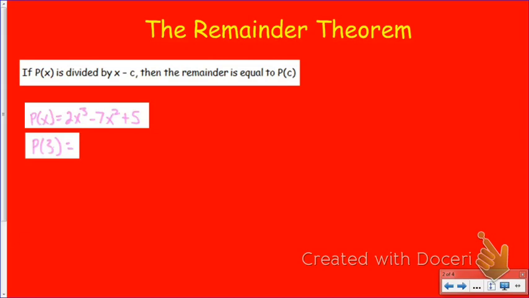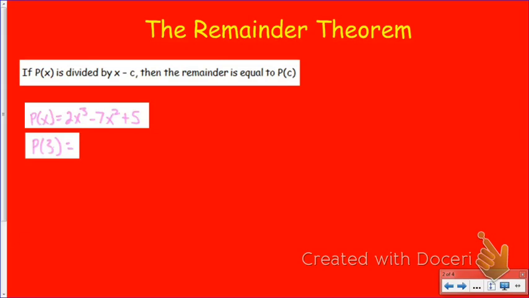So the first theorem we're going to look at is called the Remainder Theorem. Basically, what the Remainder Theorem tells us is that if you have a polynomial divided by some binomial, then the remainder of that division is the same thing as if I were to evaluate that function at that point. So what that means for us, it's going to make a little bit more sense in an example.